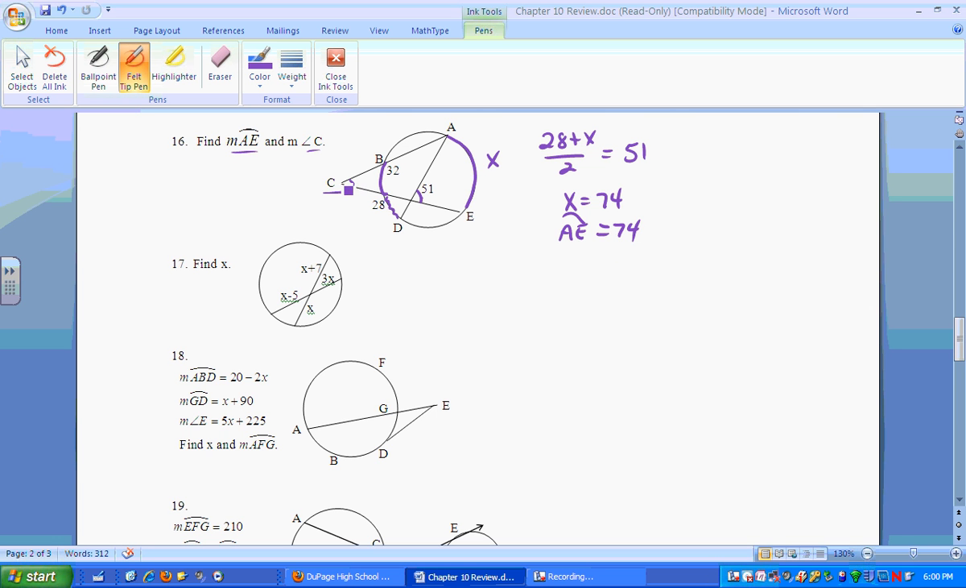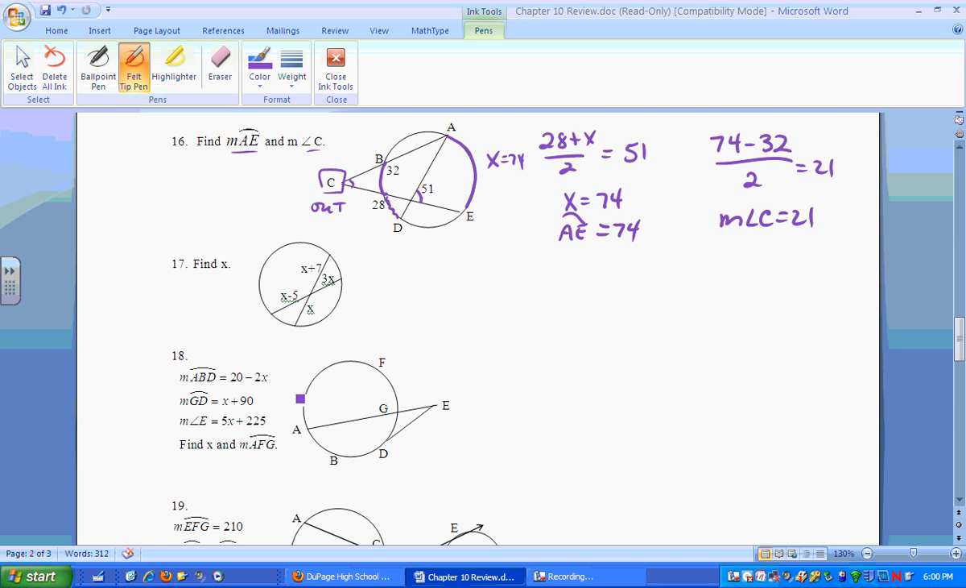If you want angle C, we said angle C was outside of the circle. So the outside rule is big arc, which is 74. So you take 74, you minus minor arc, which is 32. You divide by 2, and you end up getting 21. So the measure of angle C is equal to 21.